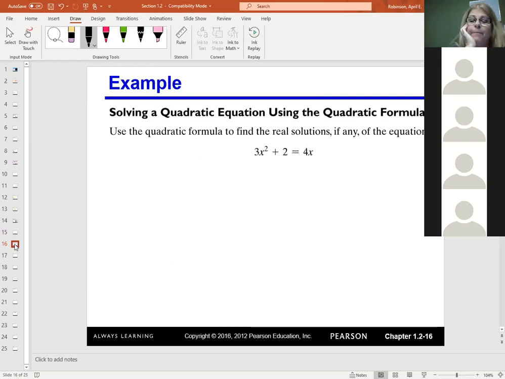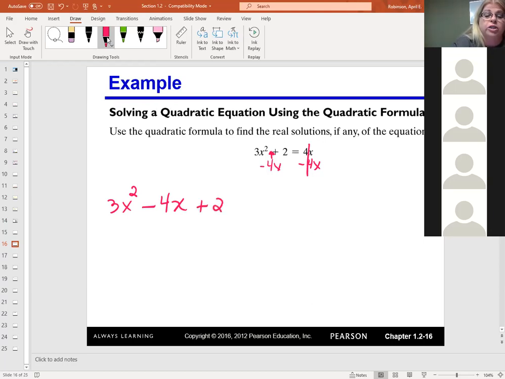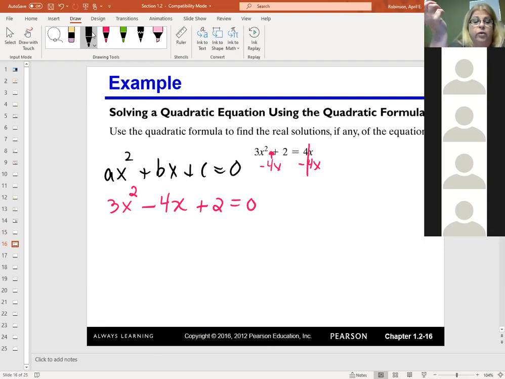quadratic formula. My problem with this one is it's not set equal to 0. So it's easier to solve it when your x squared is positive, which it is. So I'm gonna subtract the 4x over. And when I subtract the 4x, it's going to have to go right in between here to put it in the right order. So that cancels. I'm going to have 3x squared, there's my subtract 4x, and then the plus 2 equals 0. Remember, it has to be in ax squared plus bx plus c equals 0 form in order for this to work.